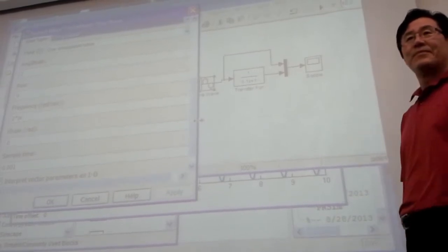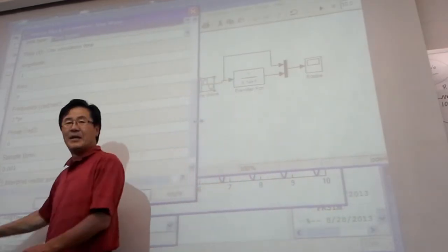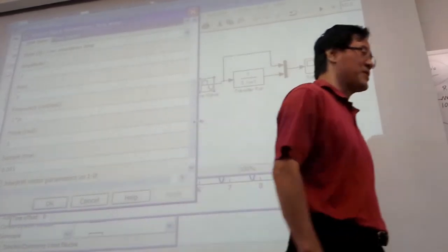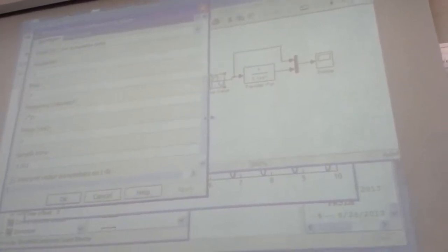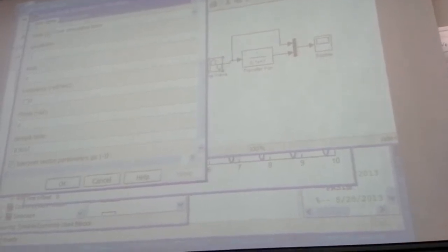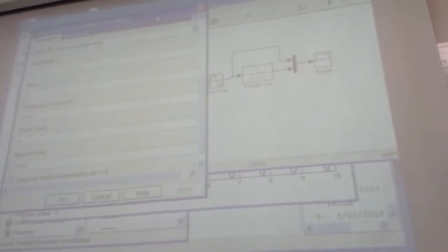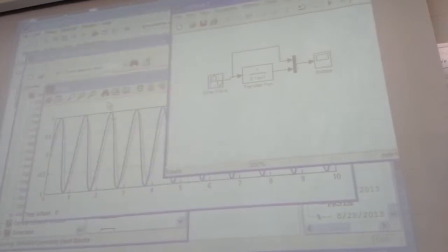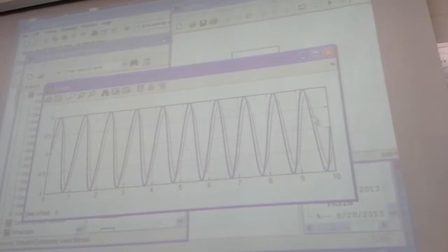If you don't have 0.01, it will automatically adjust its own sampling time, so then it's not going to work. I like to make sure the resolution is 0.01. That's why I have it here. So once you have this, you can find the magnitude change.